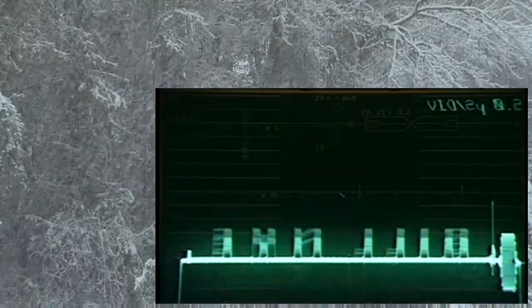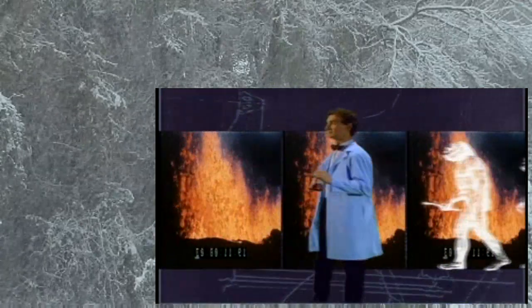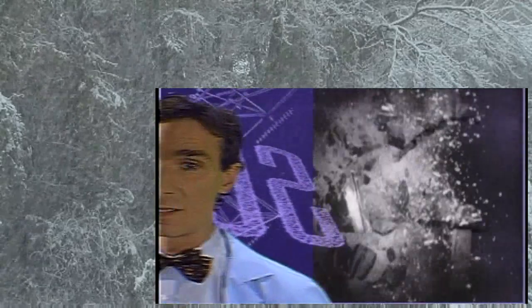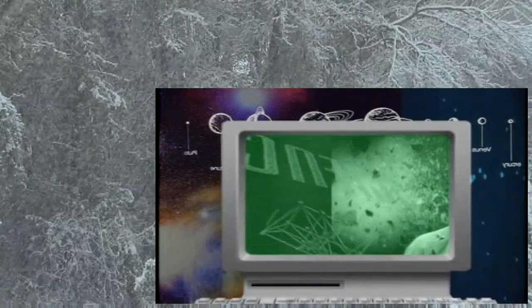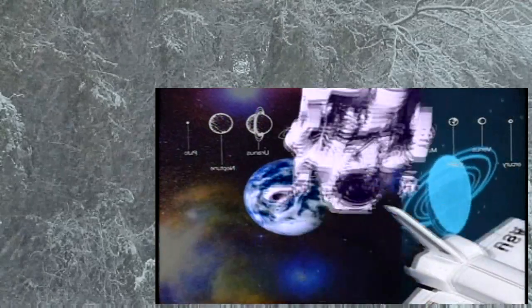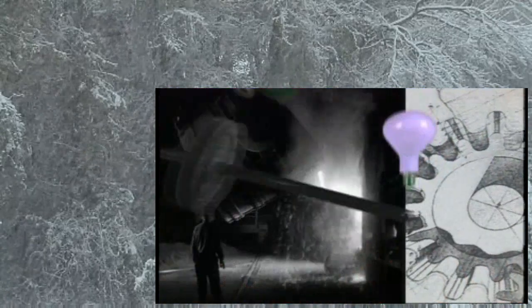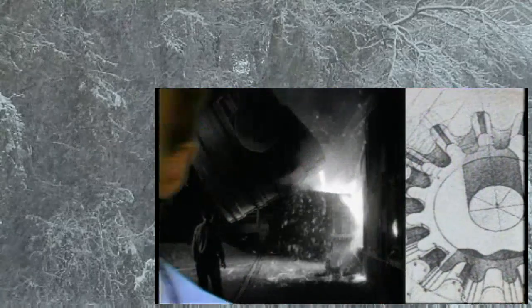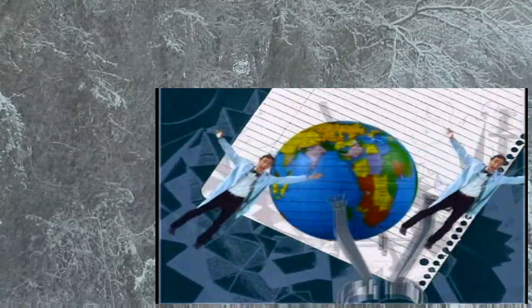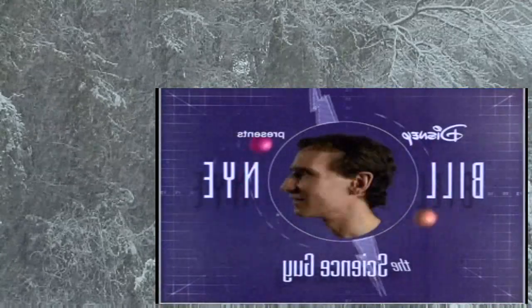Bill Nye the Science Guy. Science rules. Bill Nye the Science Guy. Inertia is a property of matter. Bill Nye the Science Guy. Bill Nye the Science Guy.